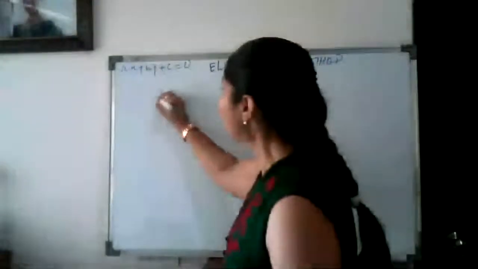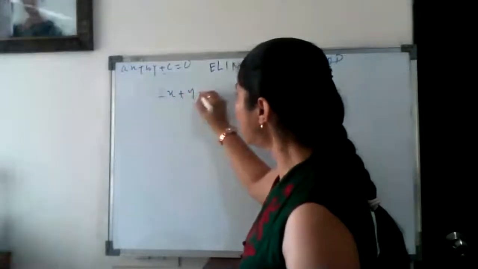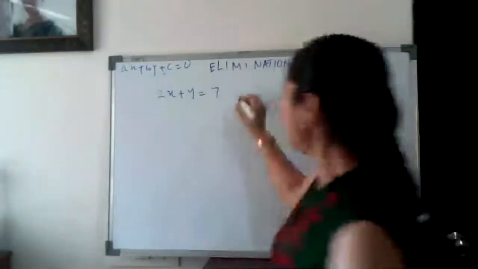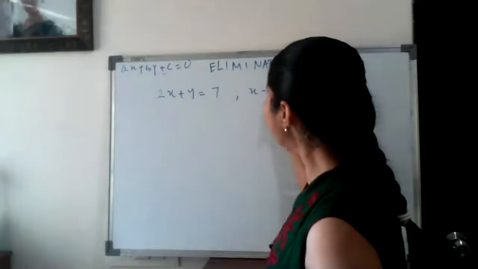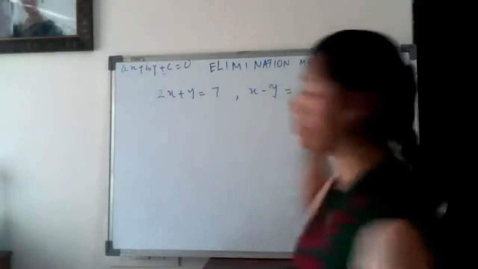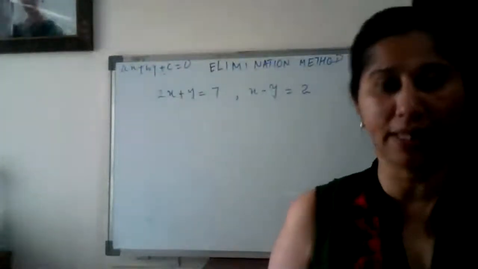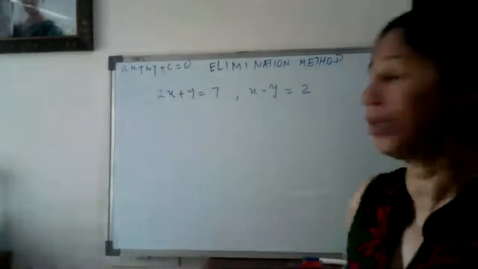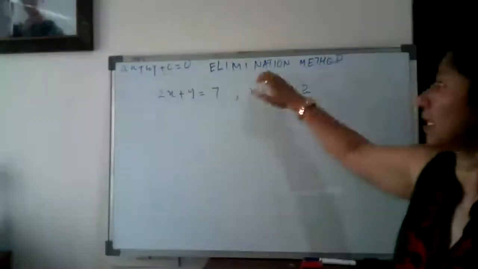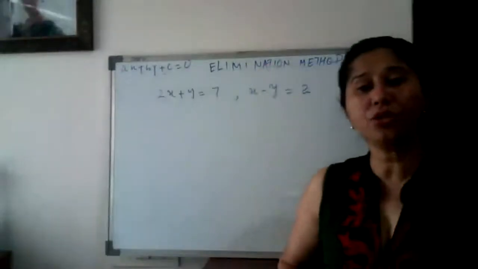I take the first example here. 2x plus y is equal to 7, and the second equation I take as x minus y is equal to 2. These are the two equations given. We need to find the values of x and y, that is, the common solution of the equations, using the elimination method. So how to do it?